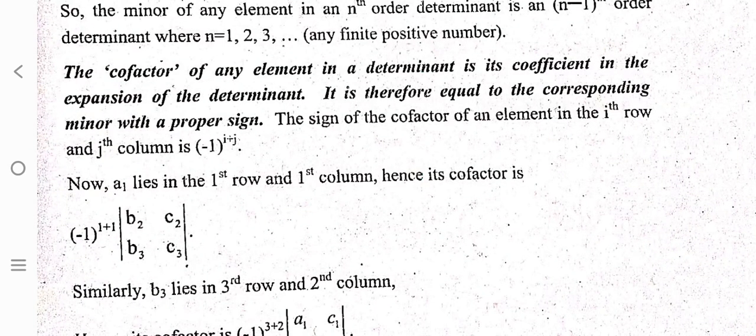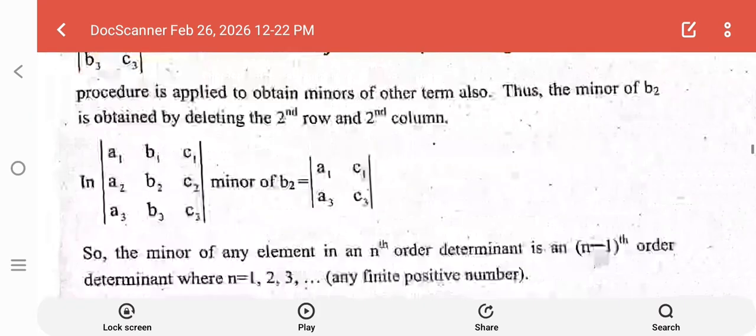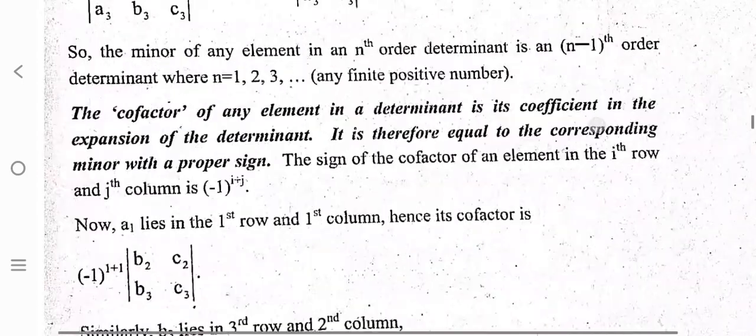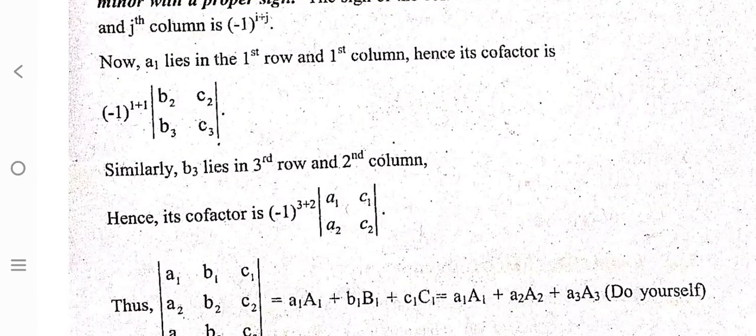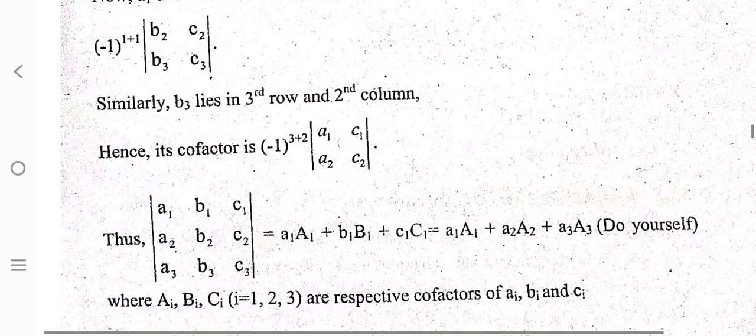So now the cofactor. The sign of the cofactor of an element in the ith row and the jth column is minus 1 to the power i plus j, right? So a1 is the first element of our determinant. It lies in the first row and the first column, hence its cofactor will be minus 1 to the power 1 plus 1, first row first column, times the minor of a1. So that gives us a positive minor value.